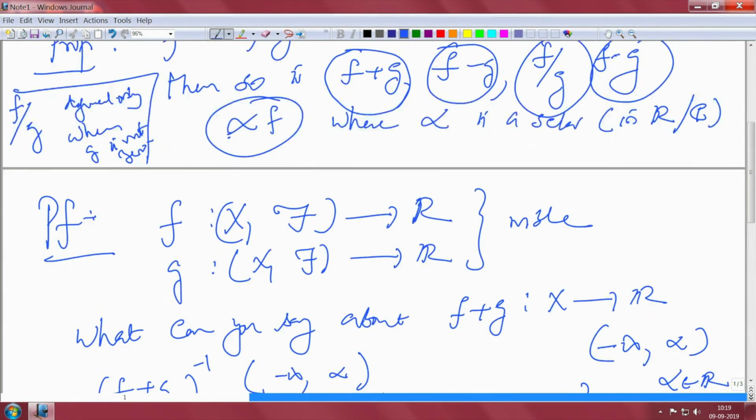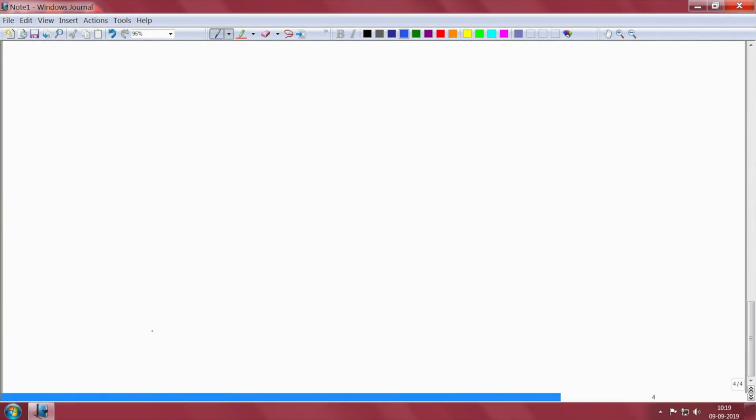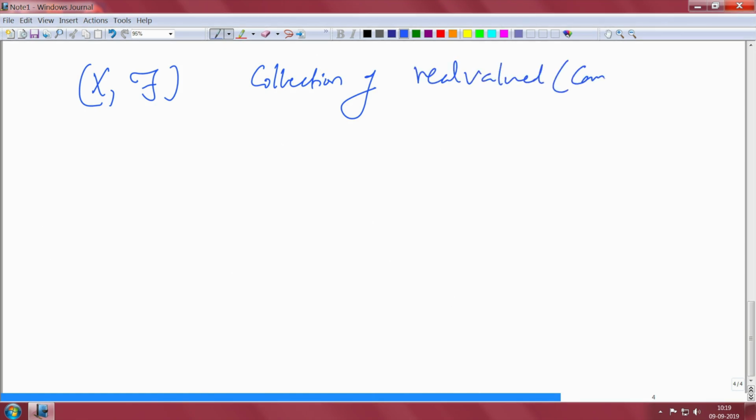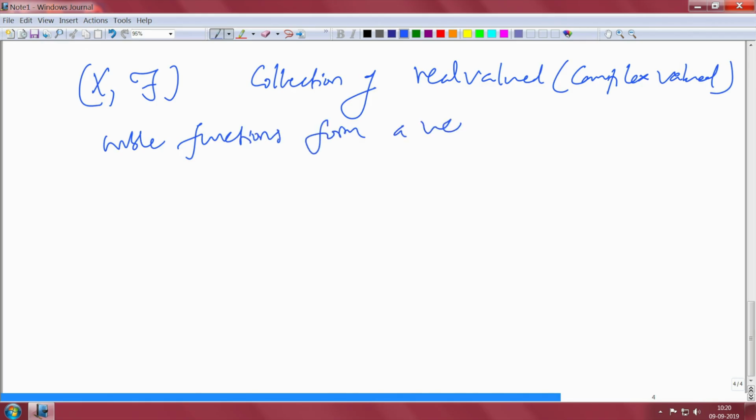So this collection of measurable functions is a vector space. That is what we have just proved, right? If I take the collection of real valued or complex valued measurable functions, they form a vector space. Well, the vector space is not important, but we will keep using all these properties of measurable functions all the time. So let us look at some examples.